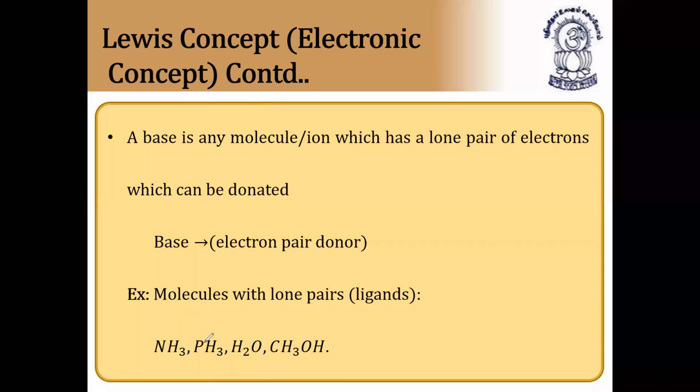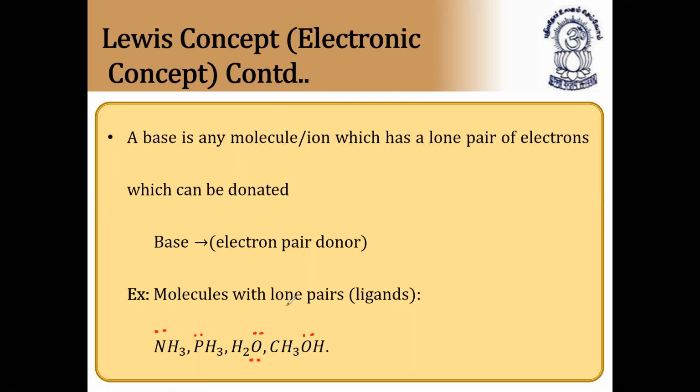Example, ammonia. Ammonia contains how many lone pairs? One lone pair. Phosphine contains one lone pair. Water contains two lone pairs. So water is a base. And methanol, it is called methyl alcohol, it is called methanol, also contains a lone pair of electrons.